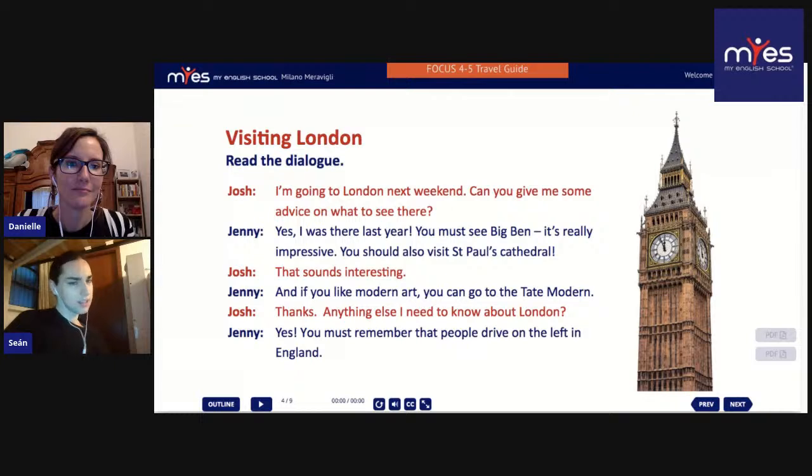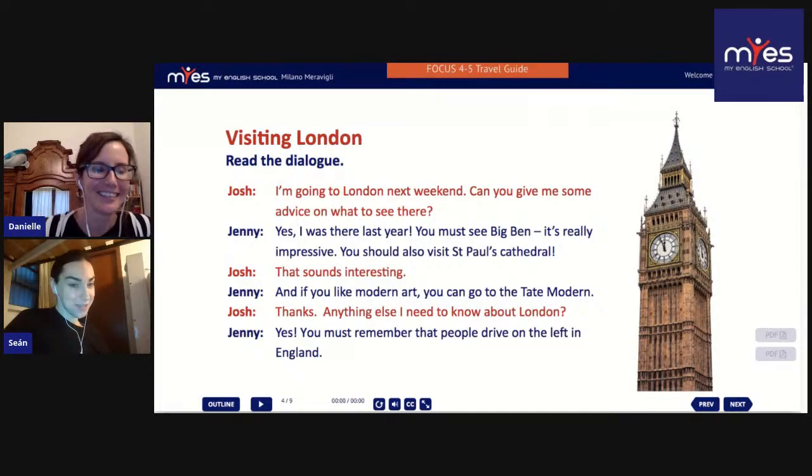Thanks. Anything else I need to know about London? Yes, you must remember that people drive on the left in England. Yes, that last one is important.